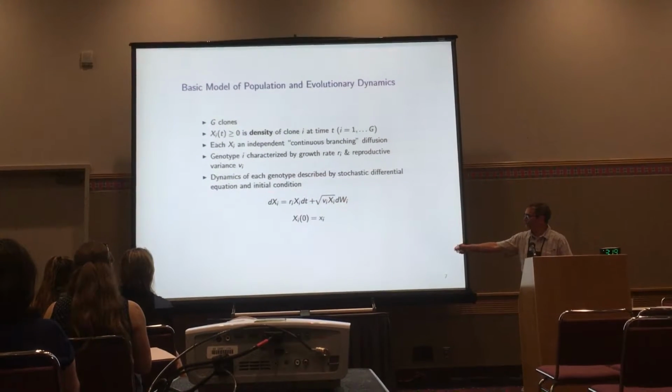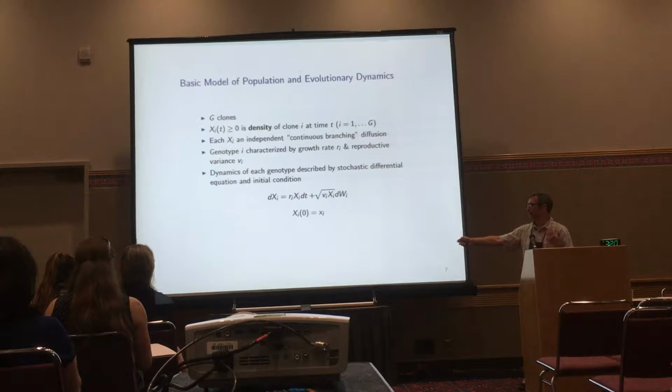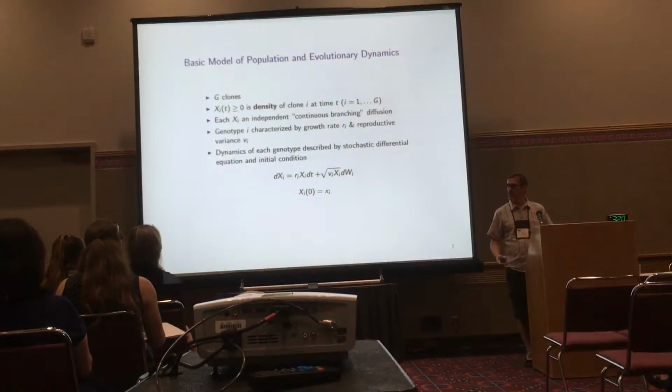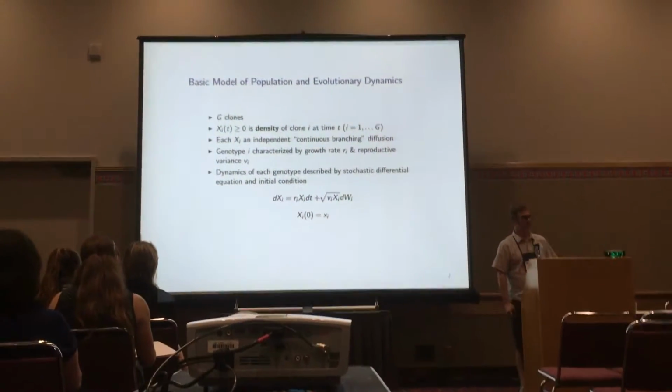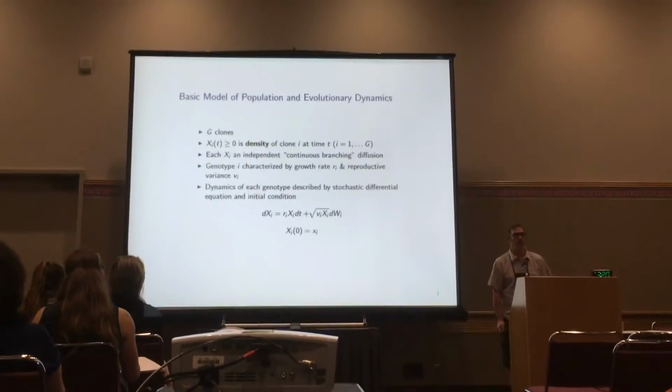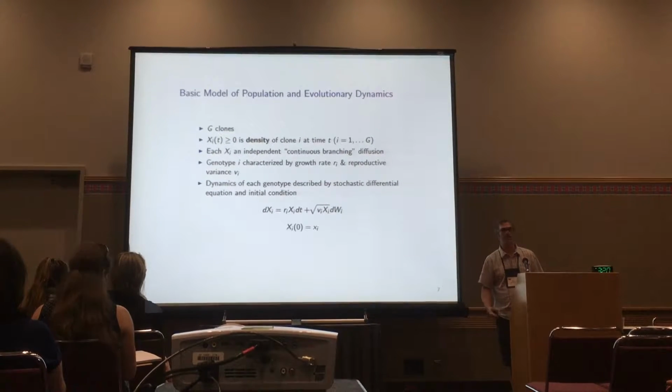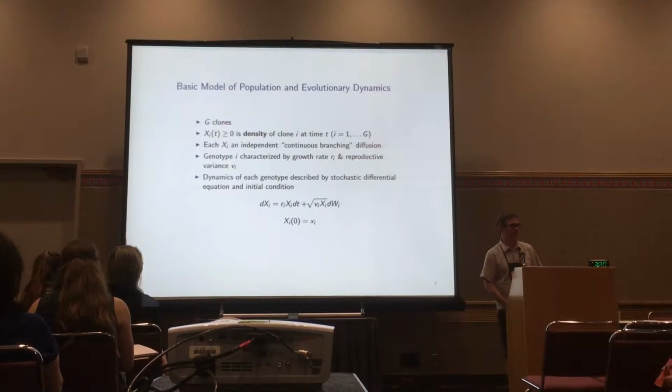So if you're not familiar with it, and a lot of us aren't, I hardly am, but this is basically your standard density-independent exponential growth model, but it's got uncertainty in the reproduction. Okay, so this model has been around for a long time.